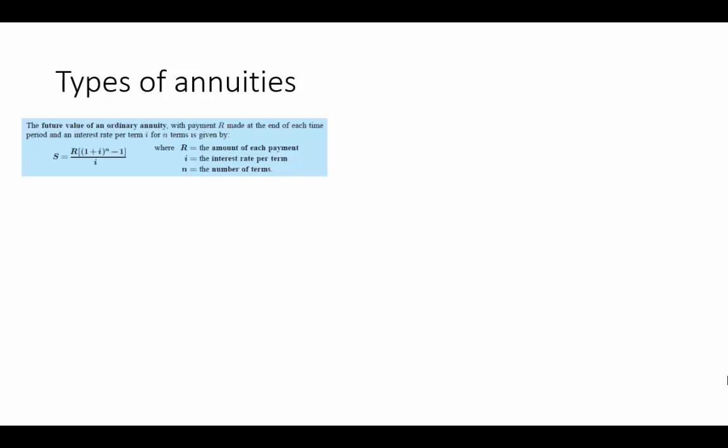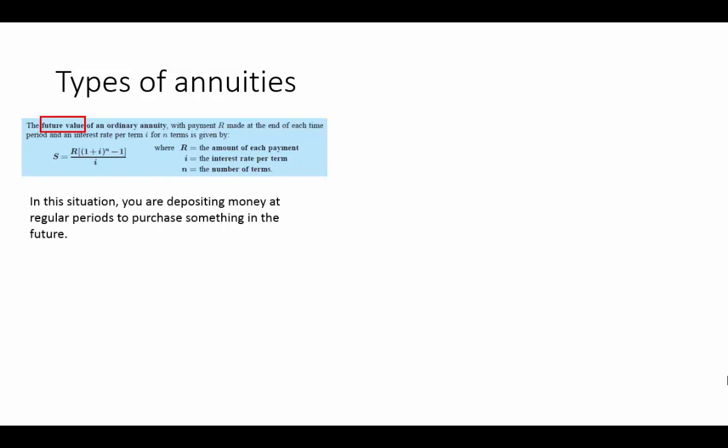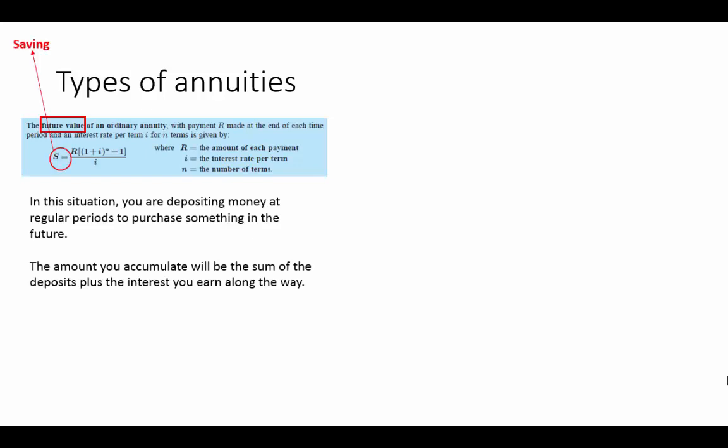We'll be looking at two main types of annuities. First, the future value of an ordinary annuity. In this situation, you're depositing money at regular periods to purchase something in the future, and the amount you accumulate will be the sum of the deposits plus the interest that you earn along the way. Some people remember this as S for saving because you're saving towards some future goal.